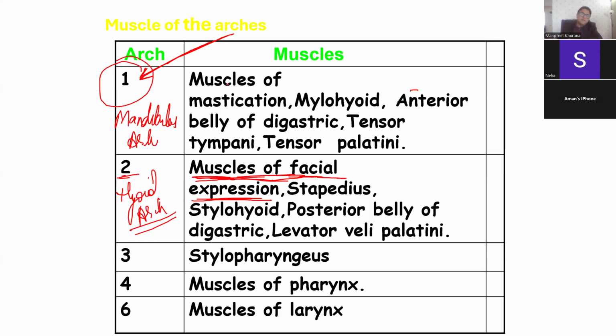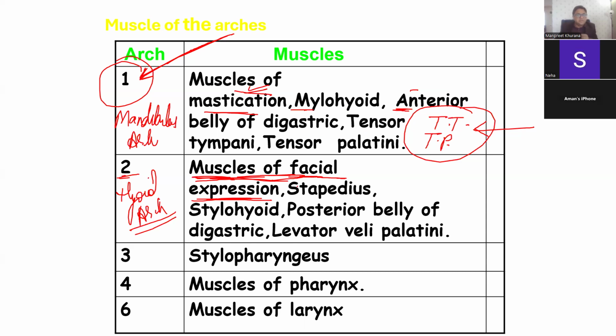So the first arch muscles are muscles of mastication, right? Then we have mylohyoid, anterior belly of digastric. Now tensor tympani and tensor veli palatini, we call it TT and TP. These two are derivatives of the first pharyngeal arch. When we learn about the nerve which is passing through the first arch, you will automatically learn which nerve supply belongs to these particular muscles. So these pharyngeal arches are not only helping us understand the derivatives, they're also helping us learn the nerve supply of various muscles, right?